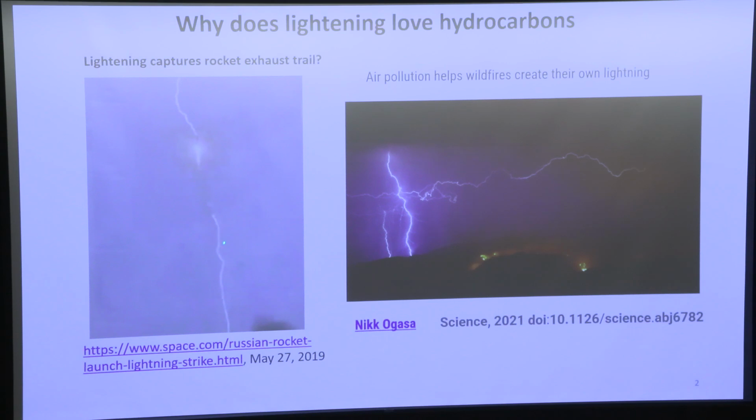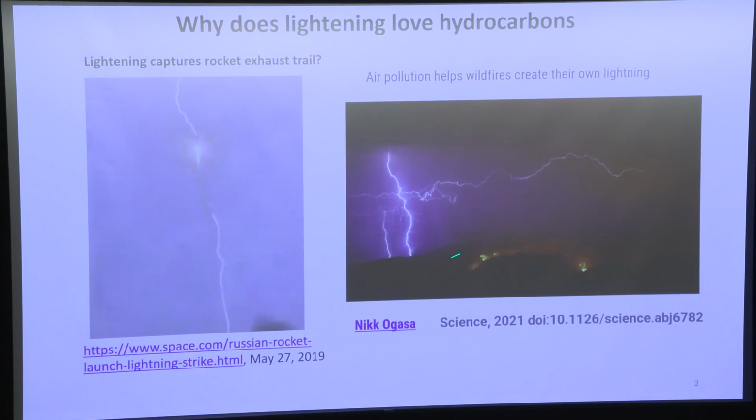I was flying to Beijing to attend a conference, and I was reading the newspaper, and they published this. You can see that the lightning struck the head of the rocket. This is the Russian rocket, and this is the tail gas, and the lightning just goes through this tail gas. That triggered me to understand why. Everybody knows the rocket exhaust gas is what? It is unburned hydrocarbons.